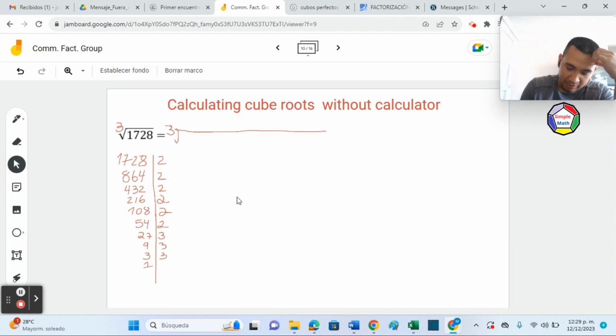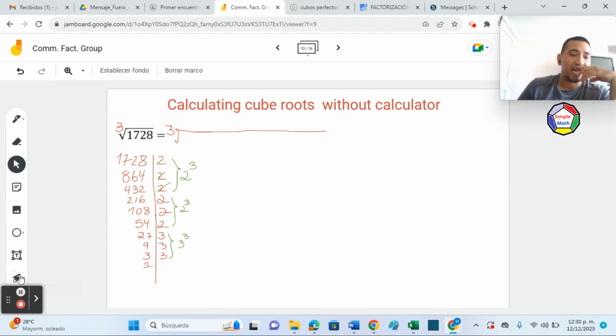So I will take 2, 2, and 2. 2 times 2 times 2 is the same as 2 exponent 3. I can rewrite that in that way. So I can make a group of three prime numbers here. This is 2 exponent 3, or 2 raised to the third power. And I'll do the same thing with the number 3. This is a group of three numbers 3. 3 times 3 times 3 is 3 exponent 3.